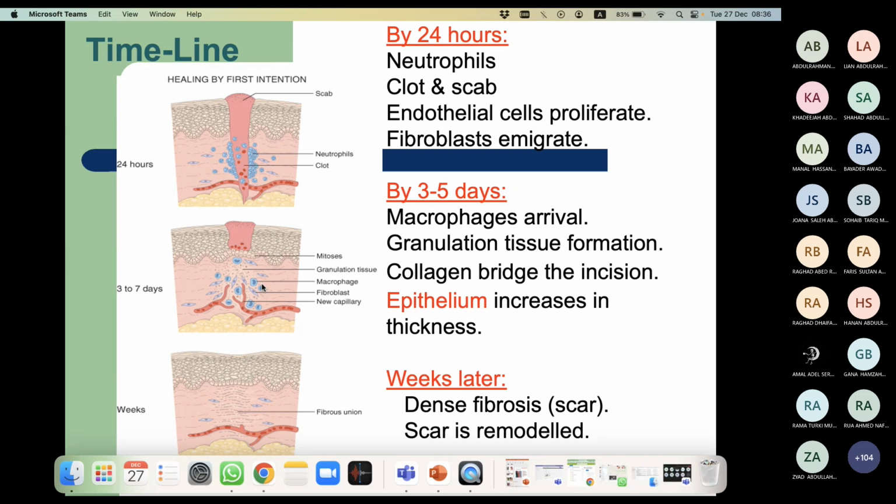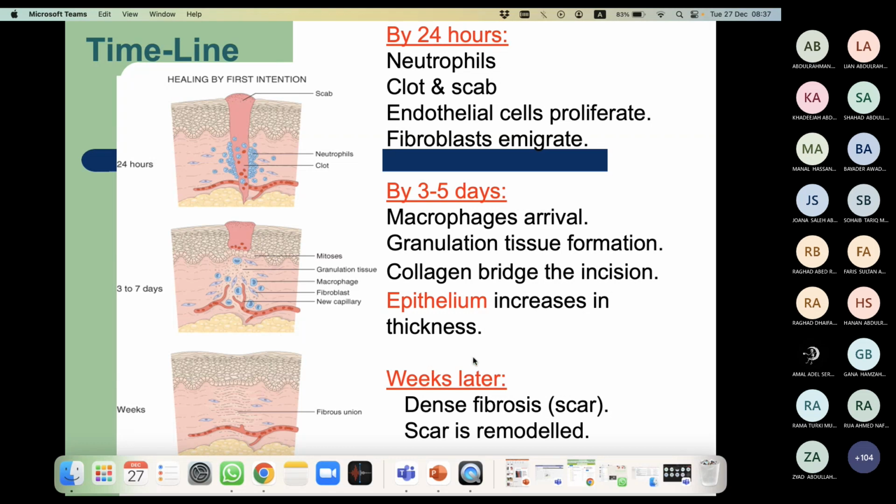And at this stage, the collagen starts to bridge between the incision. They form a bridge. The collagen, we see that in another diagram. They will form a bridge to bring the margins close. The epithelium will also start dividing. You see the epithelium will start showing mitosis, in the basal cells of the epithelium. The stratified squamous epithelium of the epidermis now is showing thickening, and there are mitotic figures in the epithelium.